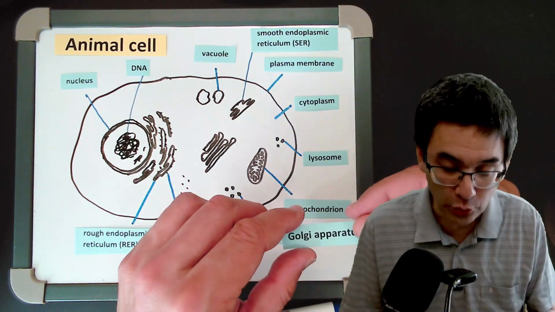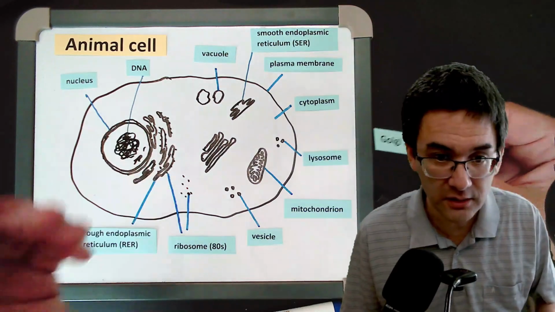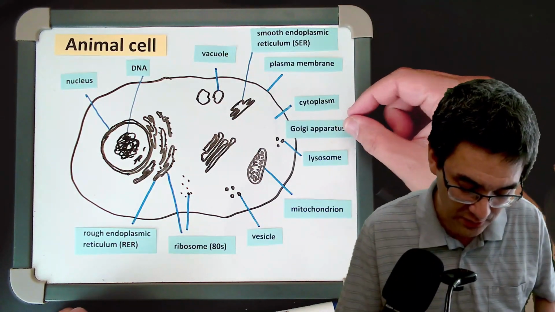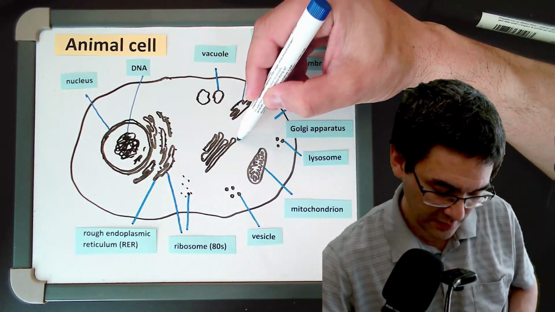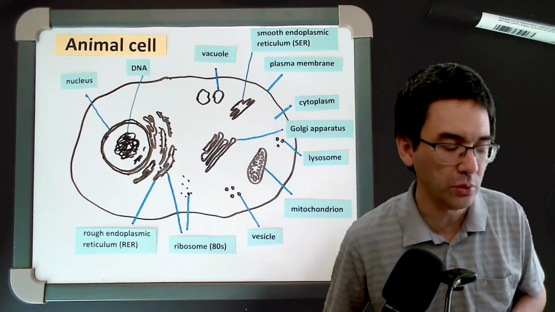Golgi apparatus or Golgi body or simply the Golgi. See, this is what you call bad planning. Where am I going to put it? Maybe I'm going to squeeze it in here. The Golgi apparatus, and I'm going to make a line here. Golgi. What is a Golgi? What does Golgi even mean?